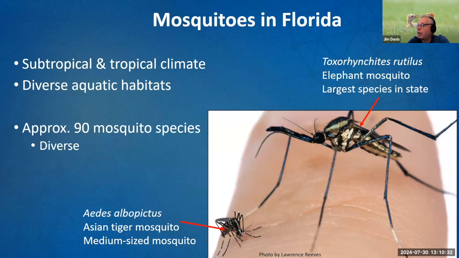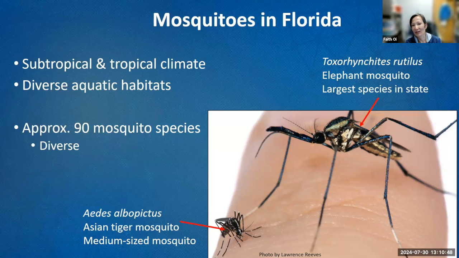Are you familiar with the Toxorhynchites? Yeah, Toxorhynchites is a beautiful mosquito, but it doesn't take blood. One of the ways that you can tell that you're dealing with Toxorhynchites is the proboscis.